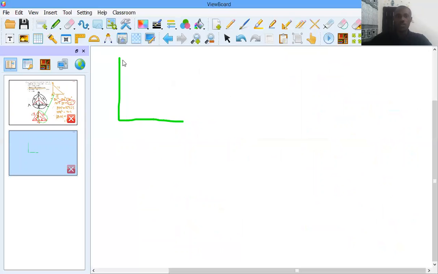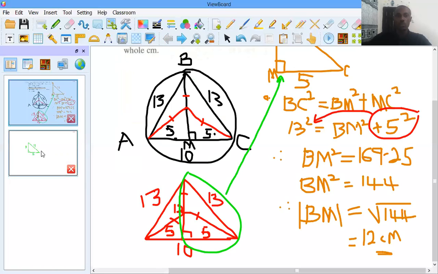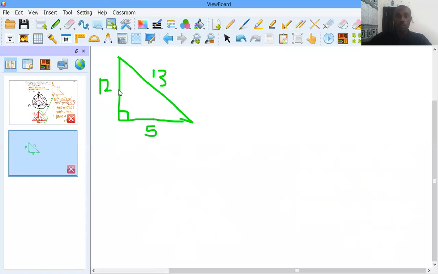So here is the right angle triangle that has been extracted, and you have here 12 centimeters, and this is 13 centimeters, while the base is 5 centimeters. Don't forget, we divided the 10 into 2 equal parts according to Theorem 10. And don't forget, we have a line from the center of the circle to this point, which is the radius, and this line is equal to this line.